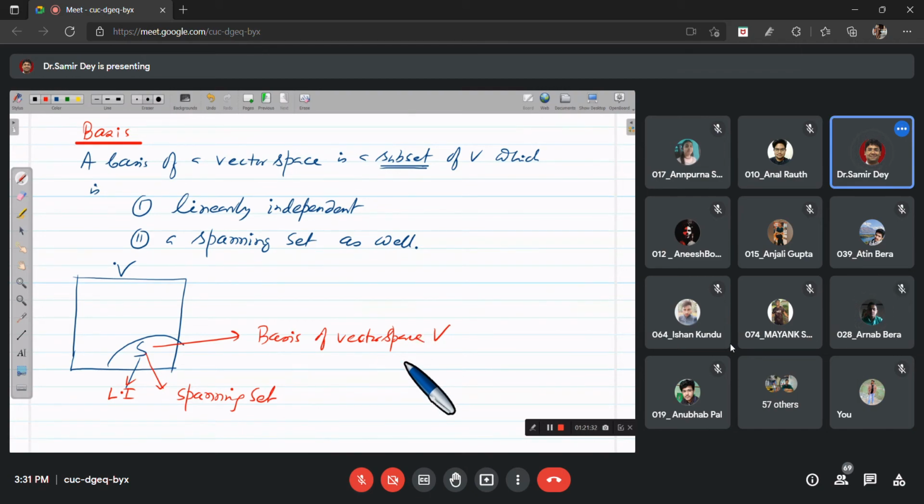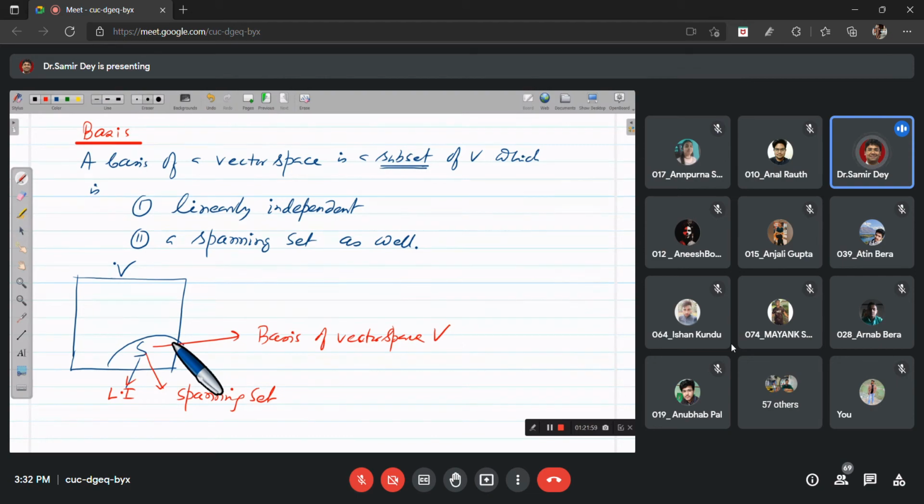Okay. Is it clear? Yes, sir. First, to identify a basis from a vector space, you have to identify some subset. Then you have to prove that the subset is linearly independent as well as a spanning set. Then only you can say it is a basis of the vector space. Is it clear? I'll show you with some numerical examples, but try to understand the concept.